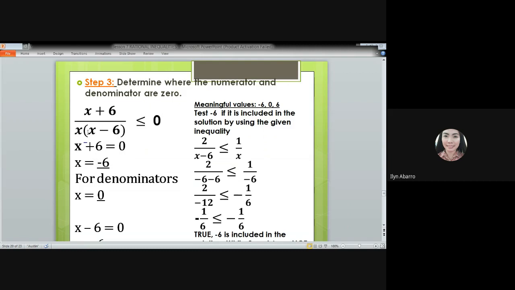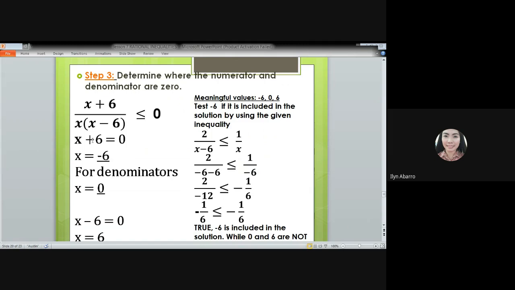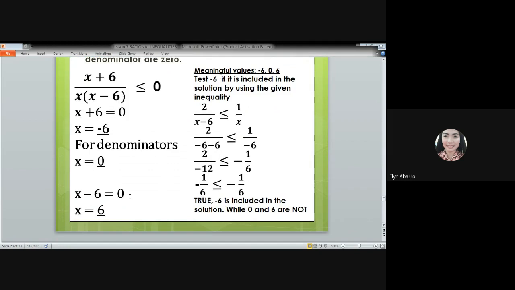In here, our denominator does have two factors. So yung isa x and yung isa ay x minus 6. Kapag dalawang factor yon, i-equate mo to ng magkabukod. So you will separate them. So x is equal to 0. So that is x already. So 0 is one of the critical values. And x minus 6, equate mo din siya sa 0. Okay, and then transpose negative 6 to the other side, it will become positive 6. So in here, we have three critical values, negative 6, 0, and positive 6.